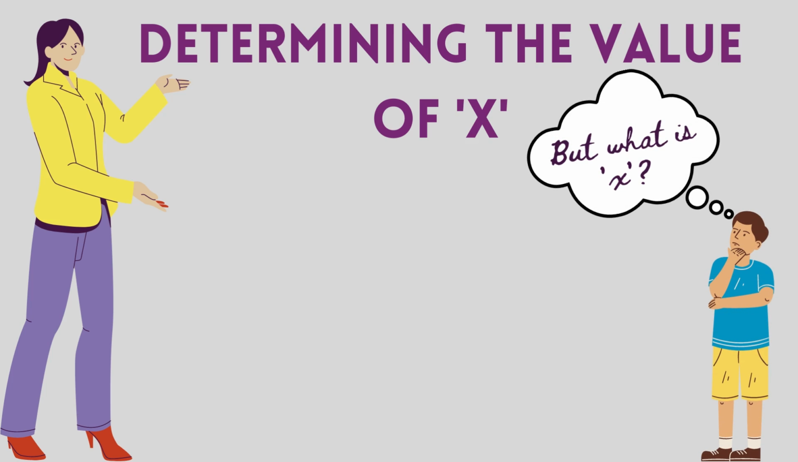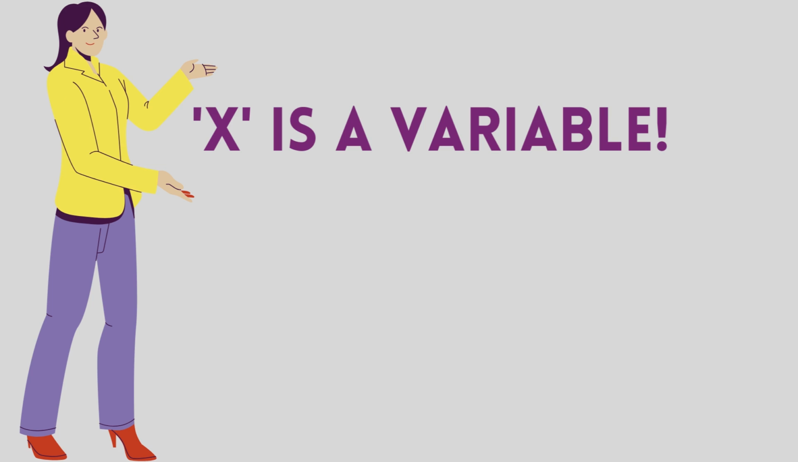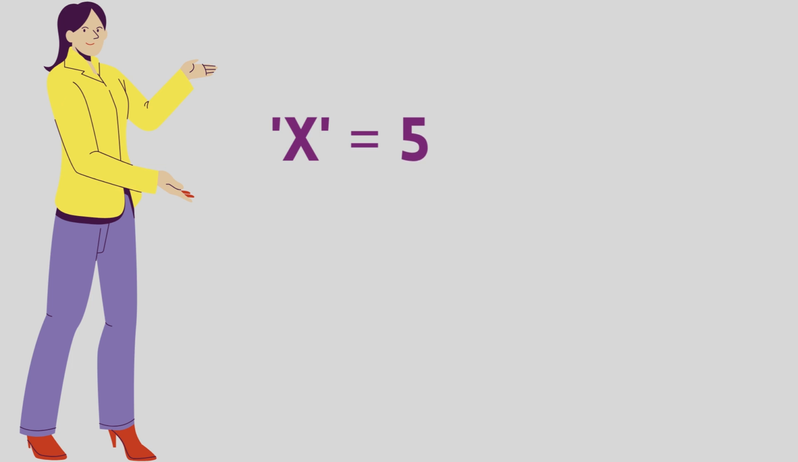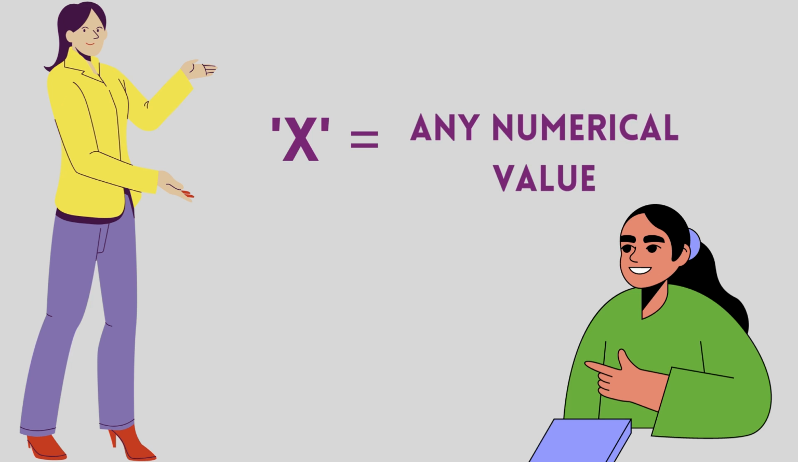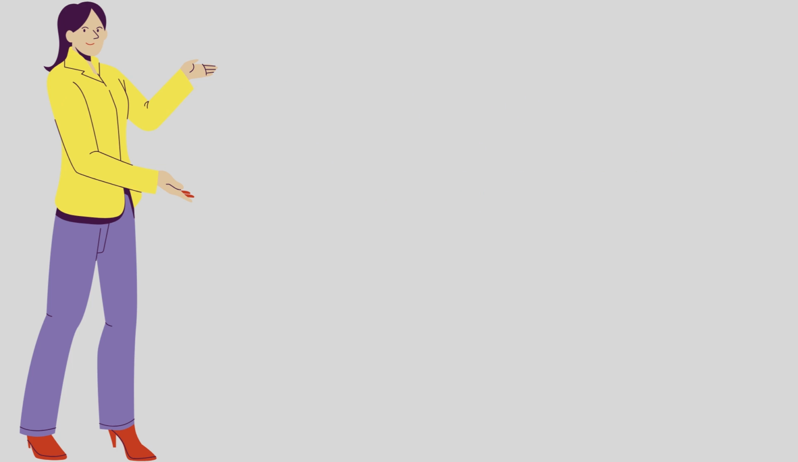Now, what is x? X is a variable. That is, x can have any value, be it 5, minus 1000, 2 by 7, 4.1, literally any numerical value. We can use x as an alternate to represent a value that we do not know.